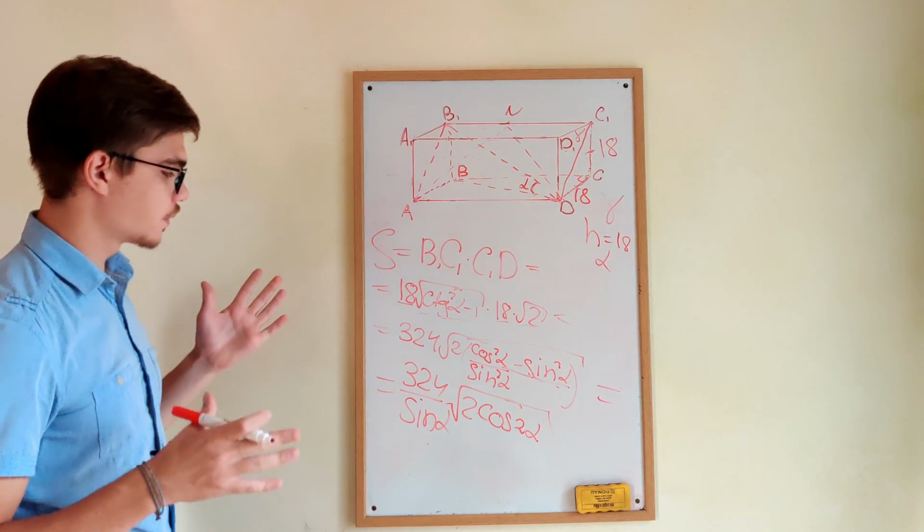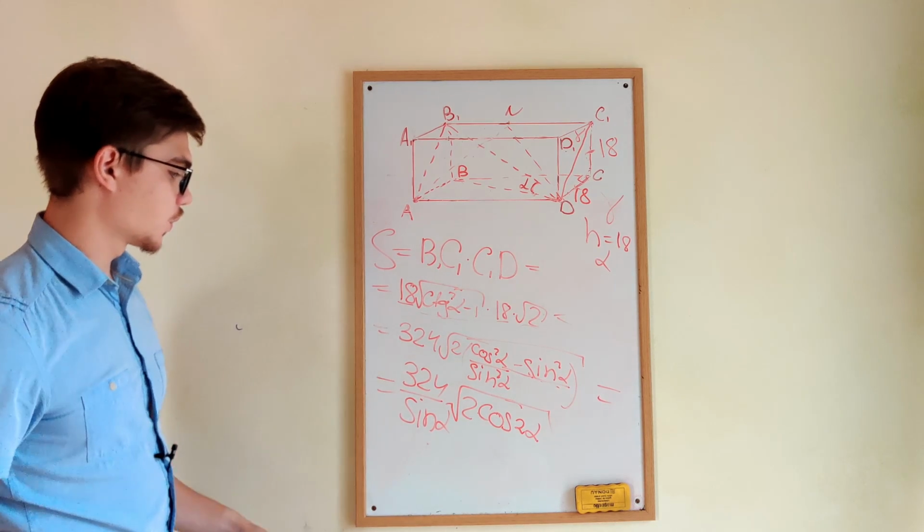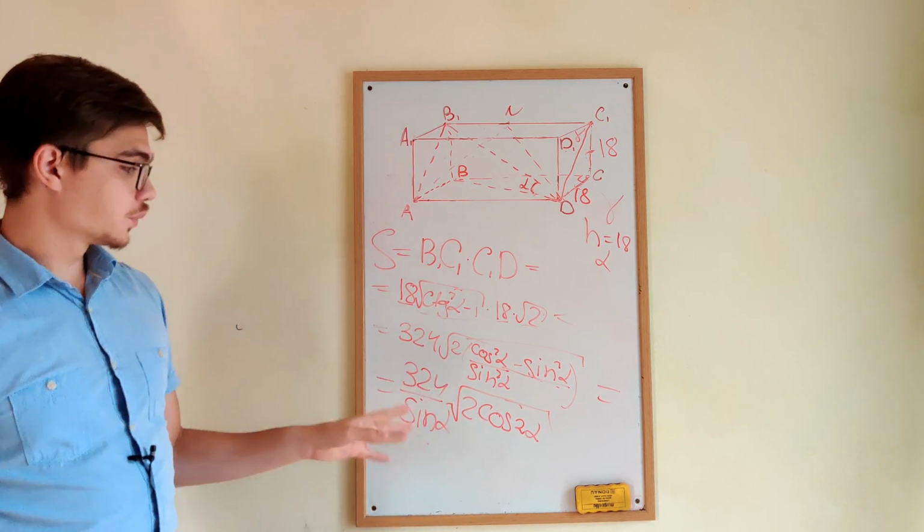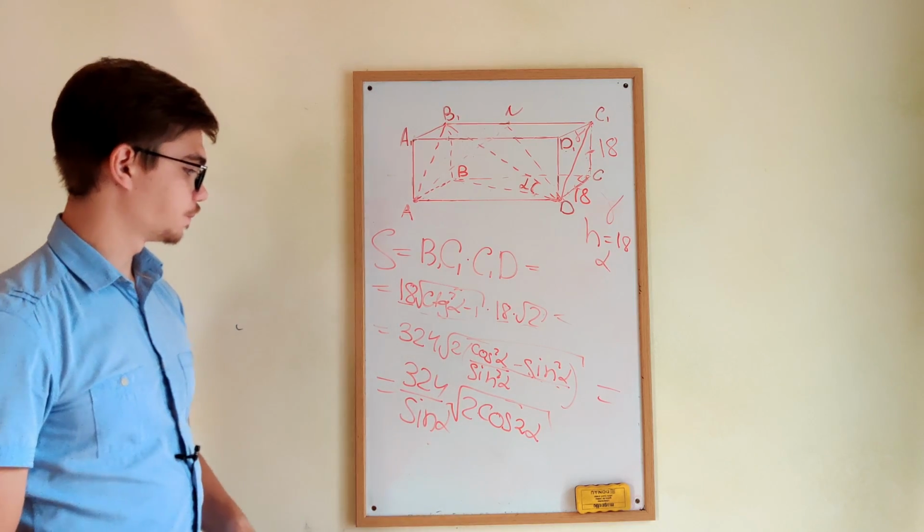But this is a very well-known formula for the cosine of 2 alpha. Okay, so this is the right answer: 324 divided by the sine of alpha, times the square root of 2 times the cosine of 2 alpha.